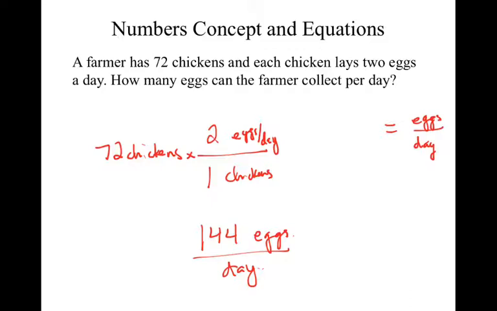Okay? So we need to come up with some way that he can understand this number better. Okay? So is there a way we can convert this 144 eggs per day to something less than 20? Okay, and I'll give you a couple seconds, minutes, something like that to think about this.